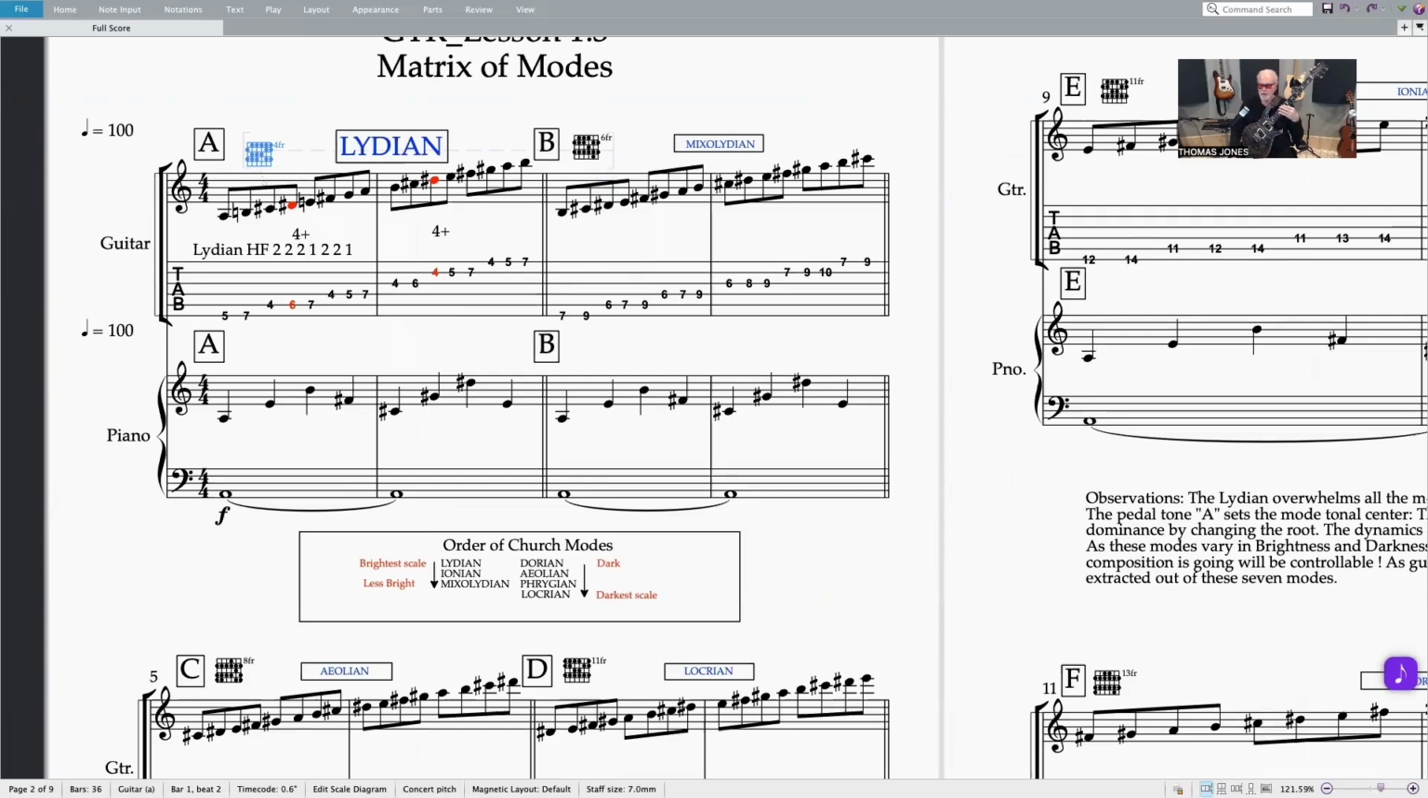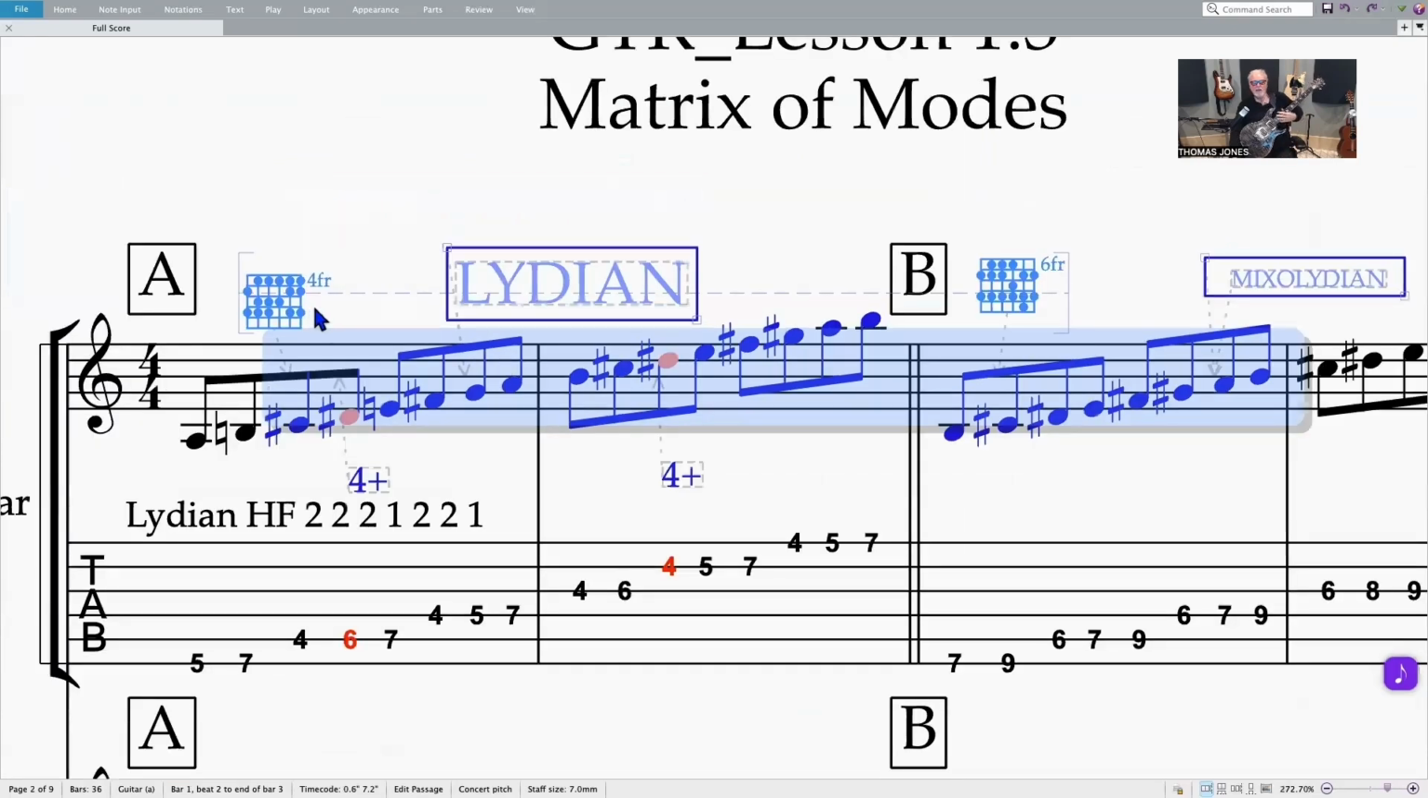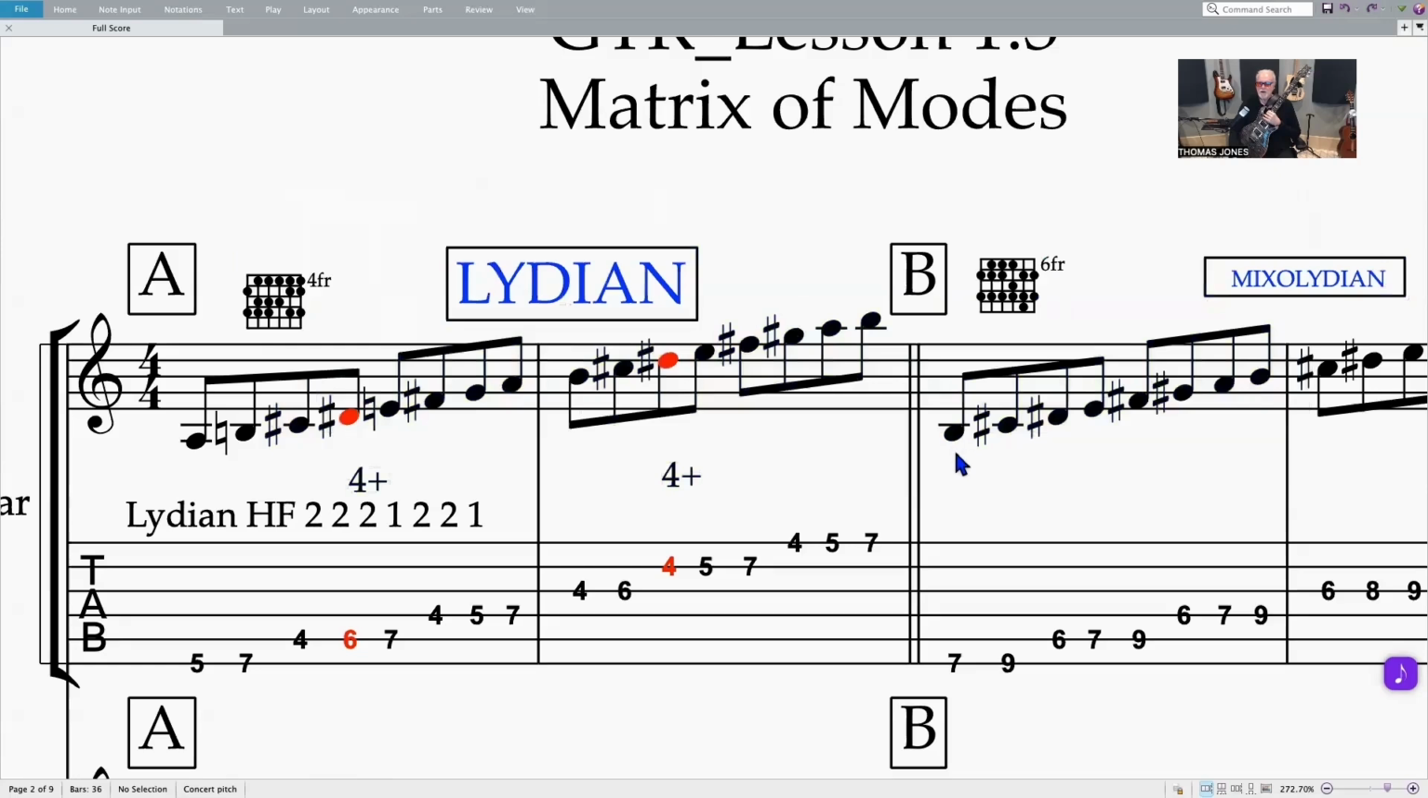Okay, so that you can see. Let me just do this whole thing here. Okay, so now I want you to see what these are. This is the A Lydian, starting on a B note though. I'm on a B note here.